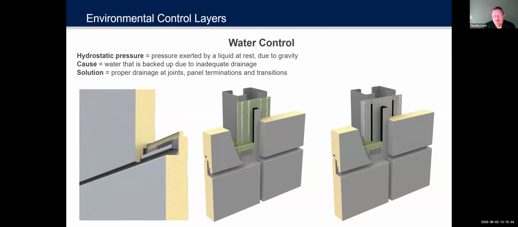Okay, so when we're talking about water control, you could see in this example, the vertical joints of a horizontal insulated panel. You can see the sealants that are involved there. That's a big part of how an insulated panel works.